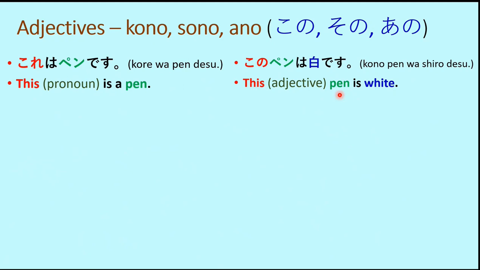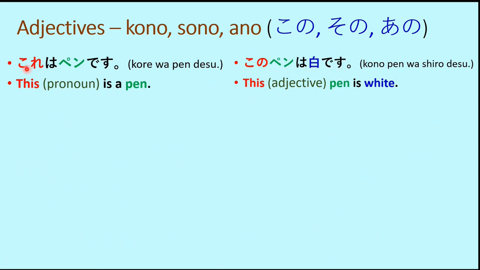This talks about this noun, pen, and that's why here this is an adjective, because it describes this particular pen. So here, in place of kore wa, it will become kono pen wa shiro desu. Kono pen means this pen is white. Which pen is white? This pen is white. Kono pen wa shiro desu.